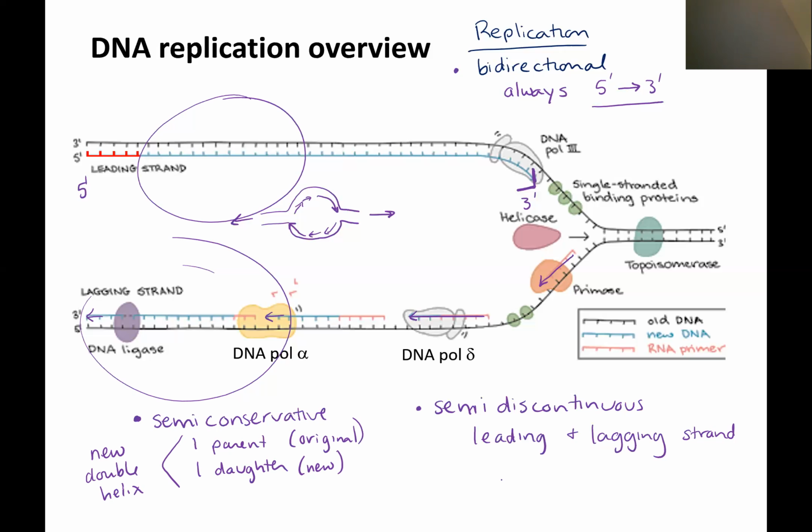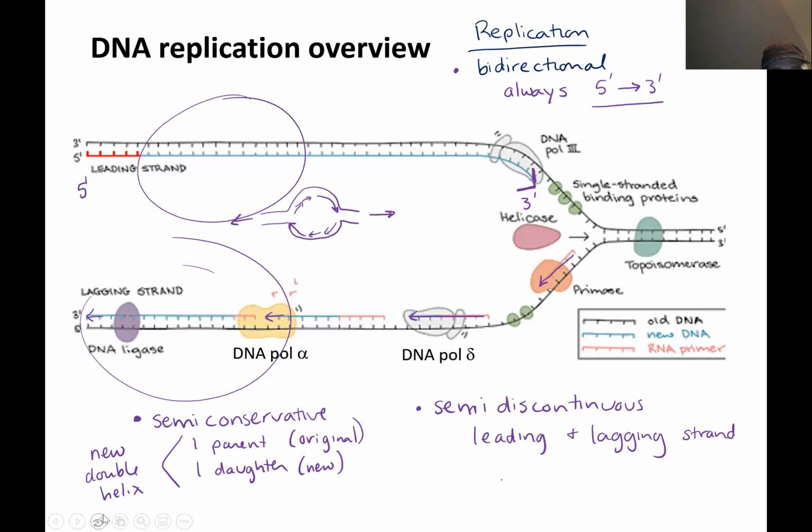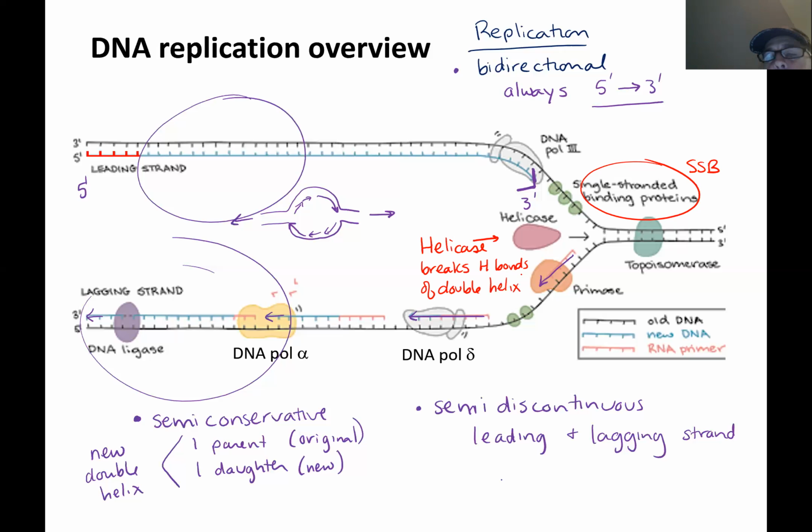The proteins that I want you to remember about are only a few. First of all, we have helicase, and we have our single-stranded binding proteins, and these are important for opening up the double helix and keeping it open. So this breaks the hydrogen bonds. And SSB keeps the DNA open. So it's coating the single strand so that it doesn't base pair back together.